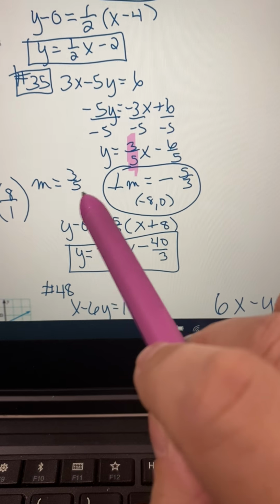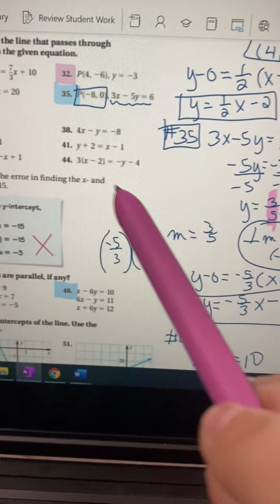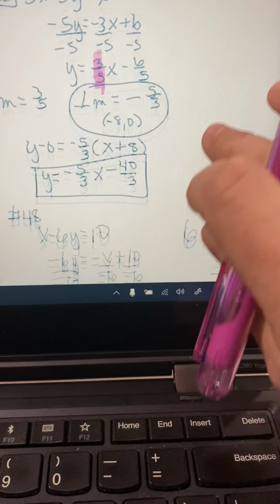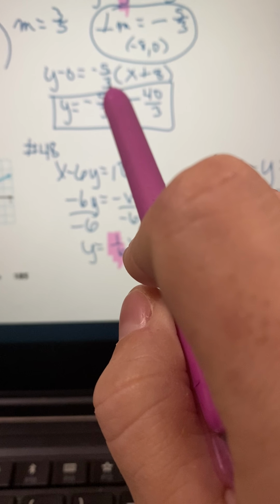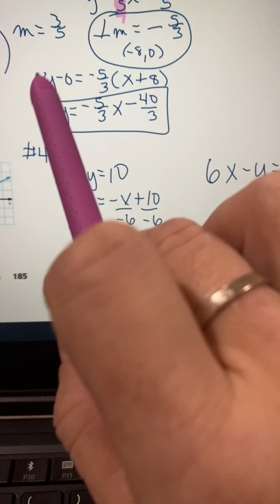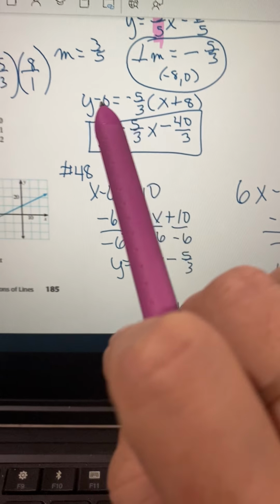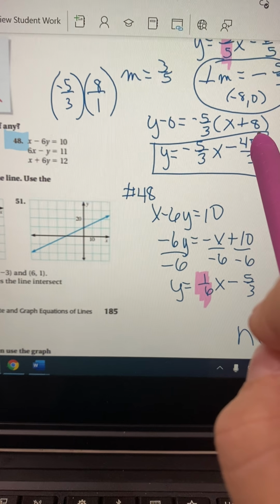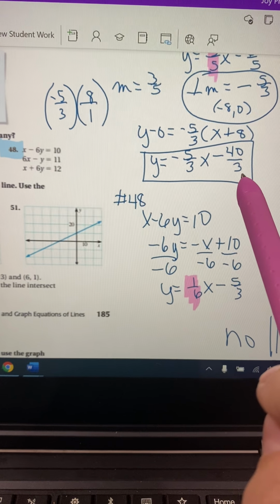A perpendicular slope has opposite signs and is flipped. So that's what I did to find my perpendicular slope. And it has to go through that point. So through that point with that slope, what we've been saying all should make sense. y minus y1 equals -5/3, which is my slope, times x minus x1. Left side simplifies pretty easily. And then when I distribute -5/3, I'm showing you over here where this came from, that -40/3. So -5/3 times 8. Top times top, bottom times bottom gives me -40/3.